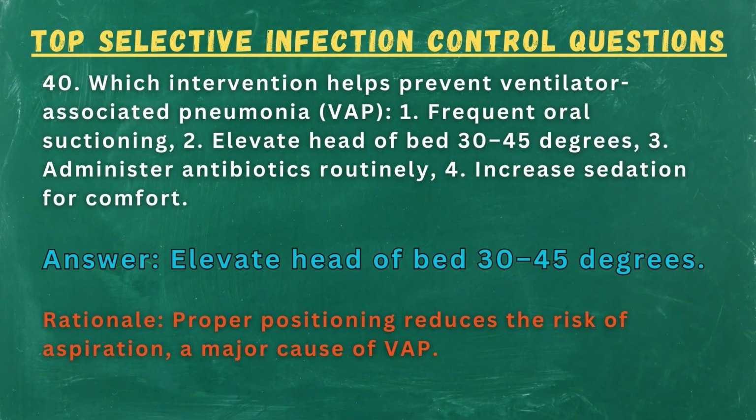40. Which intervention helps prevent ventilator-associated pneumonia, VAP? 1. Frequent oral suctioning. 2. Elevate head of bed 30 to 45 degrees. 3. Administer antibiotics routinely. 4. Increase sedation for comfort. Answer: elevate head of bed 30 to 45 degrees. Rationale: proper positioning reduces the risk of aspiration, a major cause of VAP.